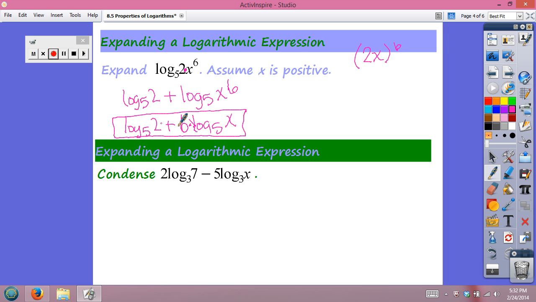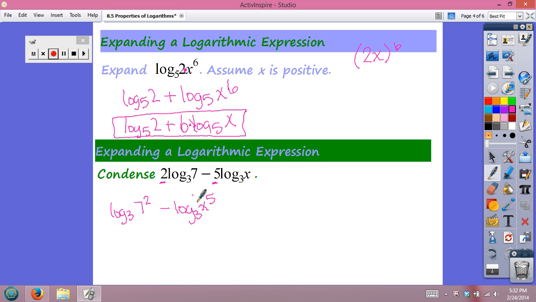So just like the last thing we did up here was the exponent, I like to get rid of these leading coefficients first when I'm condensing them. So if we do that, we get log base 3 of 7 squared minus log base 3 of x to the 5th. And we see a minus sign, so this must mean the quotient property.